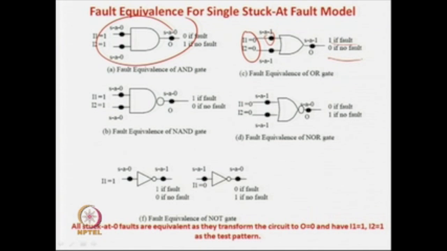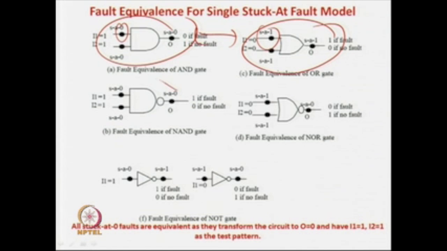You can very easily observe that the same pattern needs to be applied if this net has a stuck-at fault, and similarly for this net. So, for an OR gate, all the stuck-at-1 faults are equivalent, and you can just keep any one of them, whichever you desire. You can see that the AND gate and OR gate are basically duals of each other. In an AND gate, any point can have a stuck-at-0 fault, but for an OR gate, any point can have a stuck-at-1 fault. Just a dual of each other.